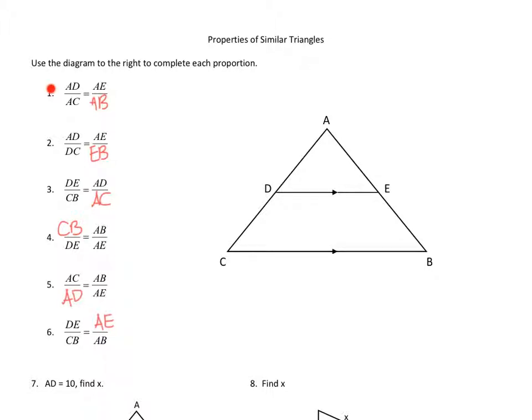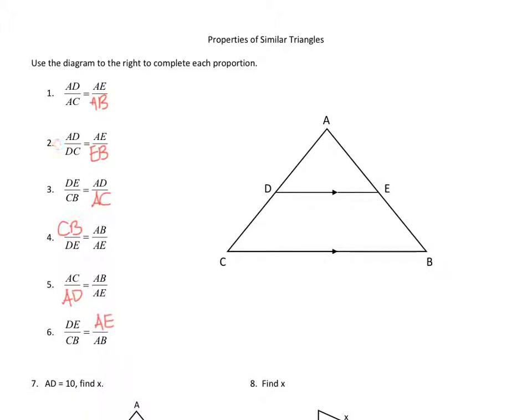So for number 1, to find this missing piece of the ratio, you have to really look at what they're comparing. So for this one, they did AD, so the top left portion, and AC, the entire portion, compared to AE, the little piece, over AB, the big piece.